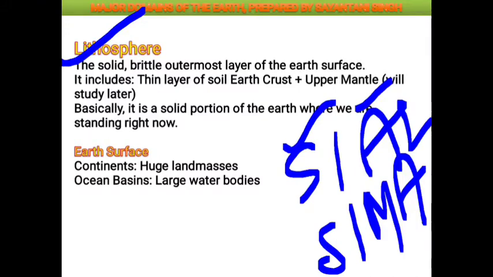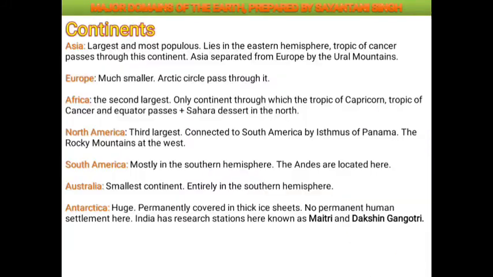That's why they made the continents, and the oceanic basins are formed by the sima, the silica and magnesium, which are comparatively less heavy than sial. So the earth's surface is divided into two parts, the continents and the ocean basins. Continents are called sial and oceans are called sima. The huge landmass is called a continent and the huge water bodies are called oceans.